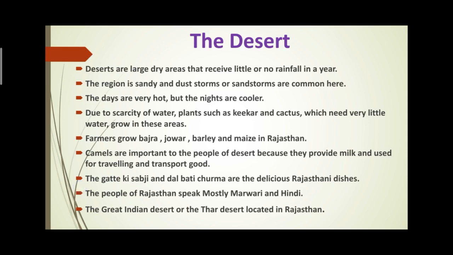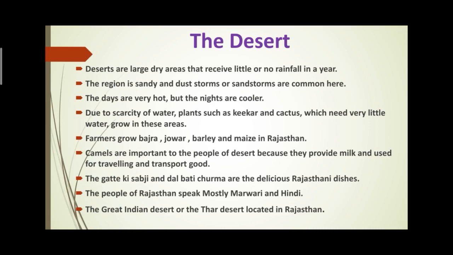Now, the second landform is the desert. From Haryana, Akash and Aruna reached Udaipur, Rajasthan. A desert is a barren area that receives very little rainfall. They are also known as dry lands. Dust storms and sandstorms are very common in deserts. During the day it is very hot, during the night it is very cold.